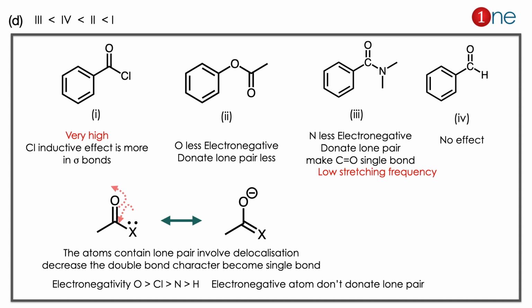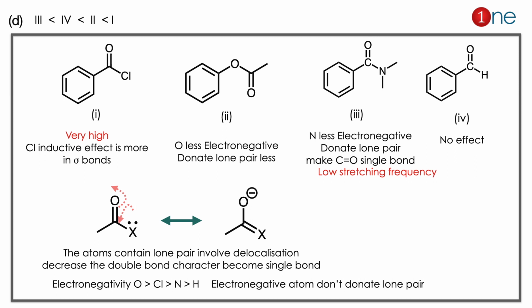Normally, when the carbonyl group is attached to a lone pair of electrons, it loses double bond character, because the lone pair donated toward the double bond creates charges there. The charge weakens the CO bond, and mostly it will become a single bond. So the stretching frequency will decrease. If you look at the electronegativity order, oxygen is higher than chlorine, then nitrogen, then hydrogen. The most electronegative atoms don't donate the lone pair. Here oxygen and chlorine are not supposed to donate the lone pair.